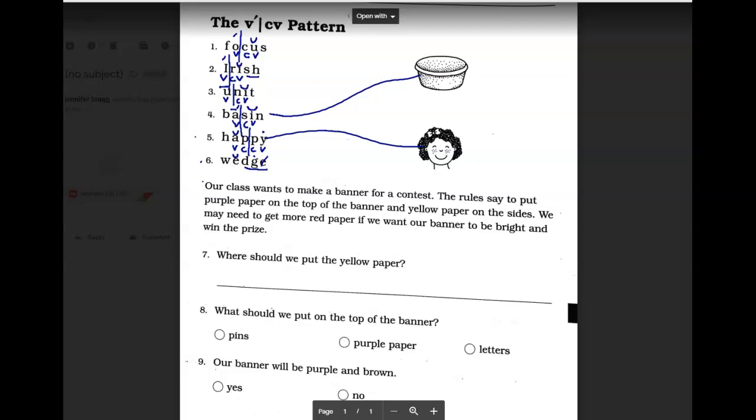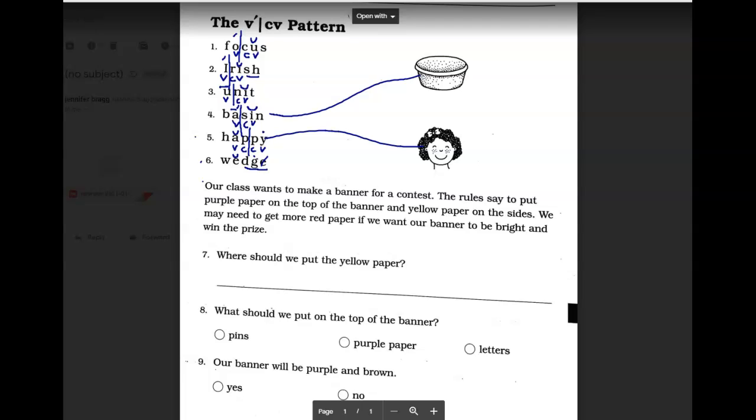And let's read our story together. Our class wants to make a banner for a contest. The rule says to put purple paper on top of the banner and yellow paper on the sides. We may need to get more red paper if we want our banner to be bright and win the prize. Where should we put the yellow paper?